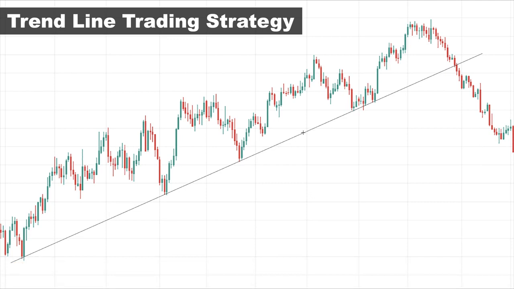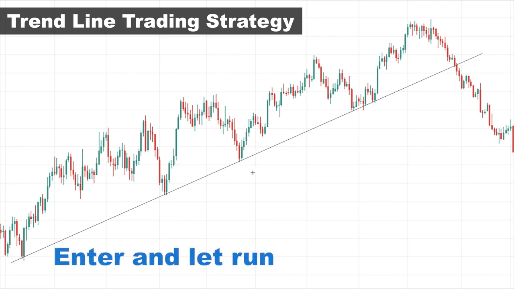Alright, getting back to trendline trading strategy, there are 3 different tactics for trendline trading. The first one is called enter and let run. This strategy is suitable for conservative traders who don't like to take too much risk or to take risk regularly. All they want is to have a trade with minimum amount of risk and not to expose themselves to risk often. So enter and let run is a perfect strategy for them.